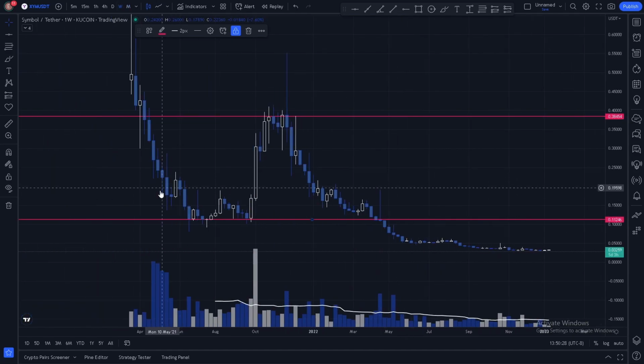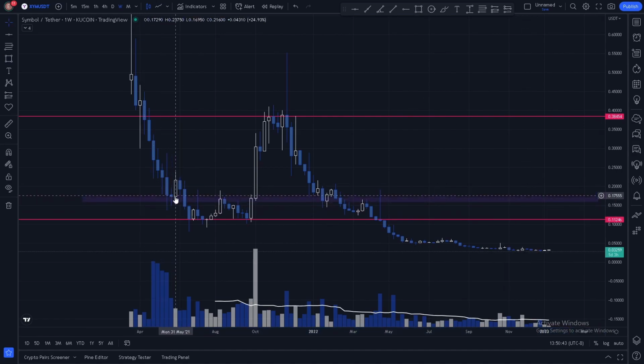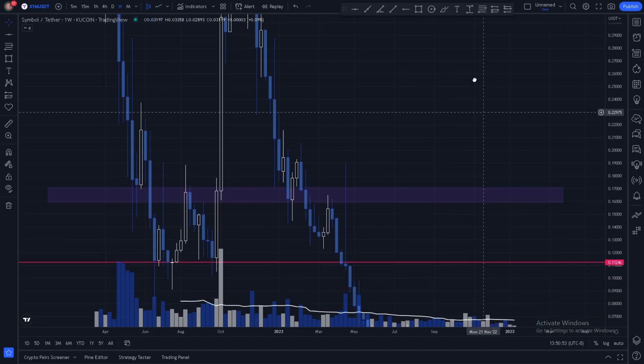So here on the weekly, we can see more clearly how price reacted to these key monthly levels. Now, we can also go ahead and plot a level here, where we see multiple reactions acting as support and resistance. Now, let's go ahead and hop to the more recent price action.